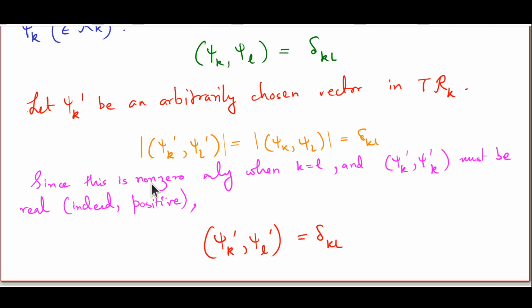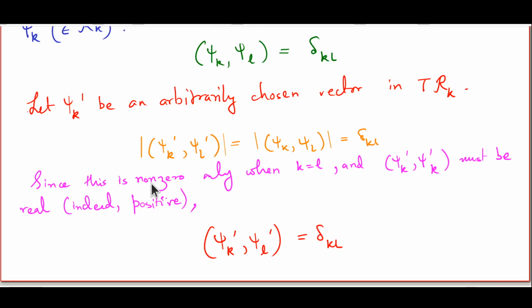However, since psi k prime's inner product with itself has to be, by the very basic property of the inner product, a real number, indeed has to be a positive number, then its magnitude being 1 simply must imply that it has to be 1. So psi k prime, psi l prime's inner product has to be 0 whenever k is not equal to l and has to be 1 whenever k is equal to l.